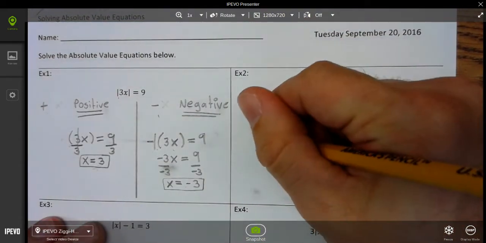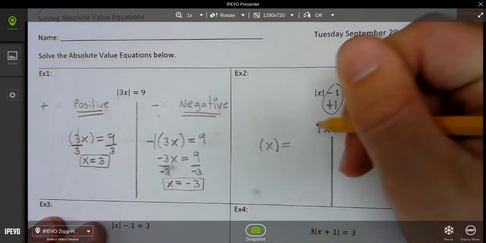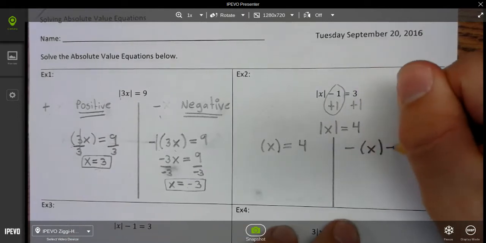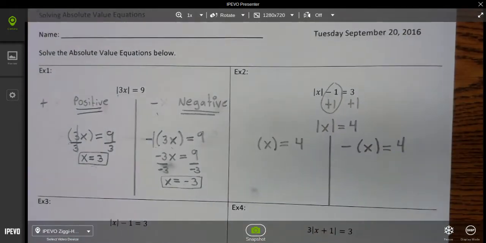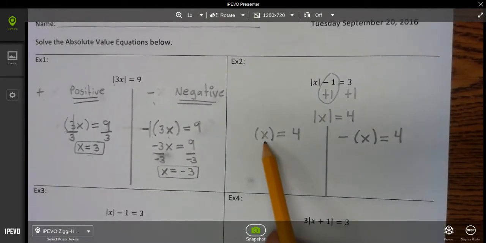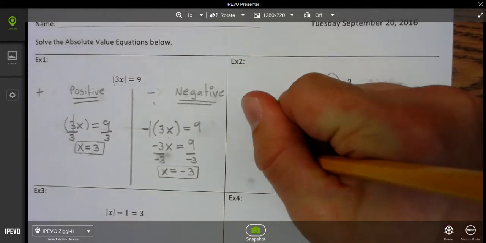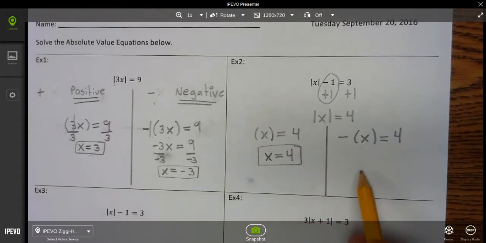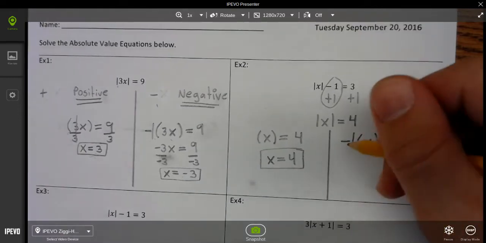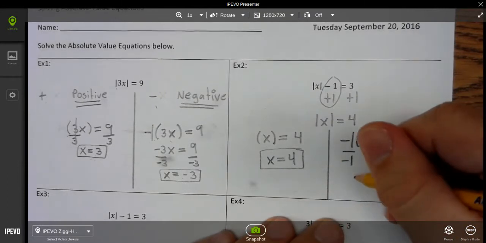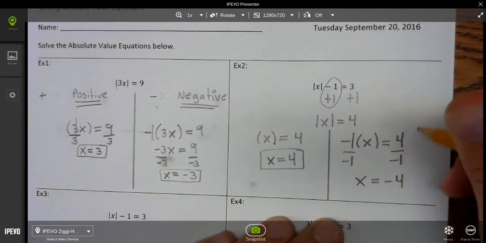So we have the positive x, and we have the negative x equals 4. Okay, so here we should see x equals 4 is one solution, so x equals 4. Here we're going to put a 1 in front of the parentheses, and we know that to solve, we're going to divide both sides by negative 1. And so then x equals negative 4.